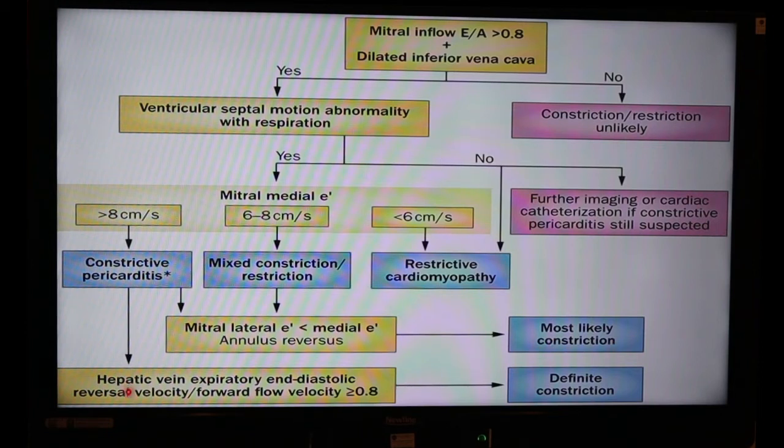And for the confirmation, you have to look at the hepatic veins for expiratory and diastolic reversals. If these are present, we have the diagnosis of definitive constriction. So in our case, we have a case of definitive constrictive pericarditis.